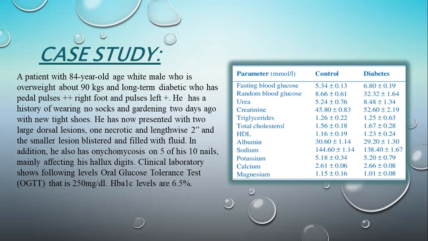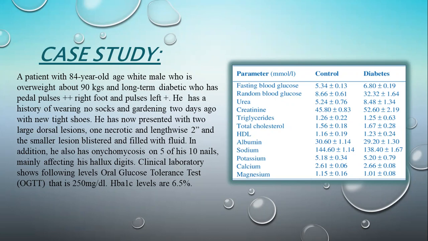filled with fluid. So because of not wearing socks, and doing gardening while wearing new tight shoes, and because of this pressure on his foot, he has 2 large dorsal lesions, one necrotic and lengthwise, and a smaller lesion which is fluid filled. In addition, he has onychomycosis on 5 of his 10 nails, mainly affecting his hallux digits.